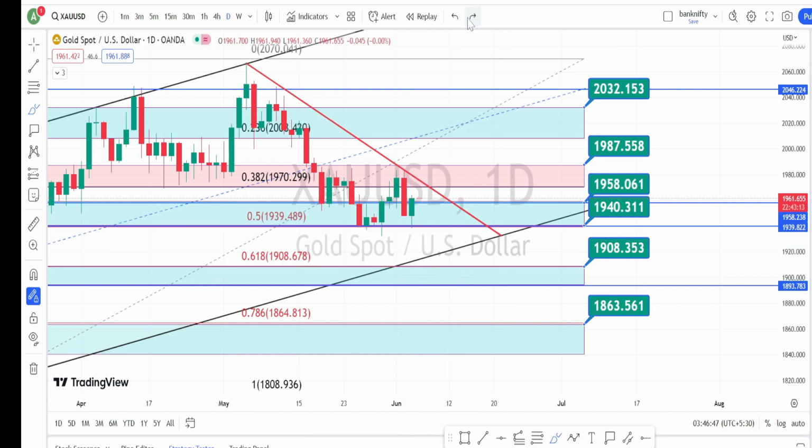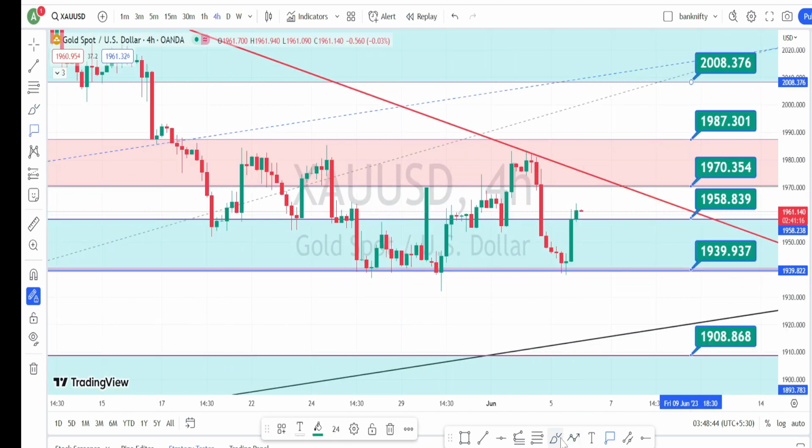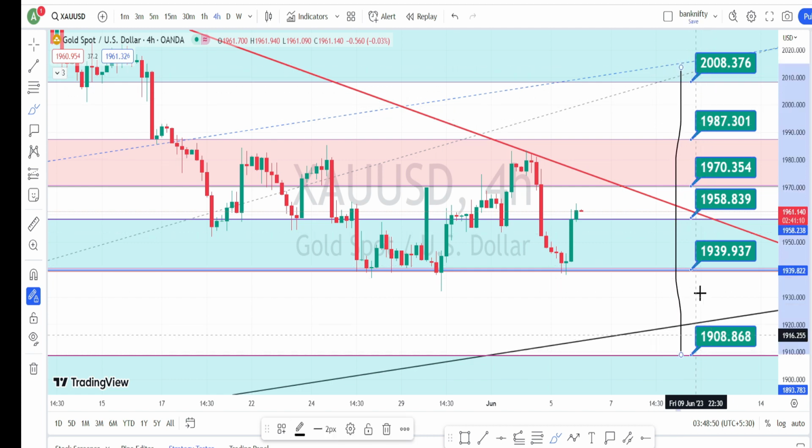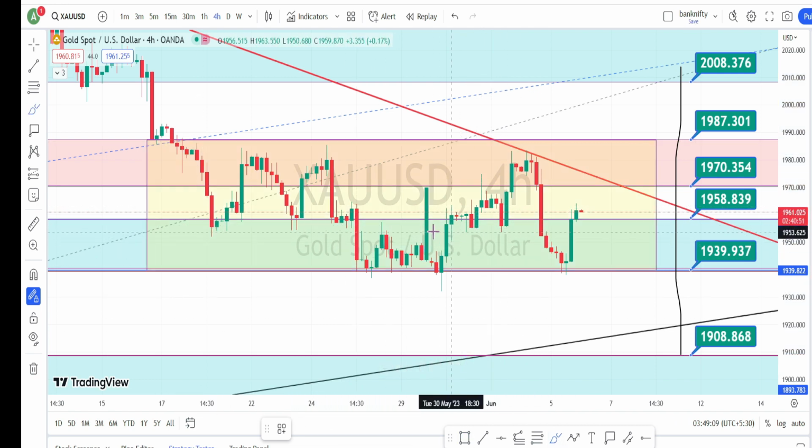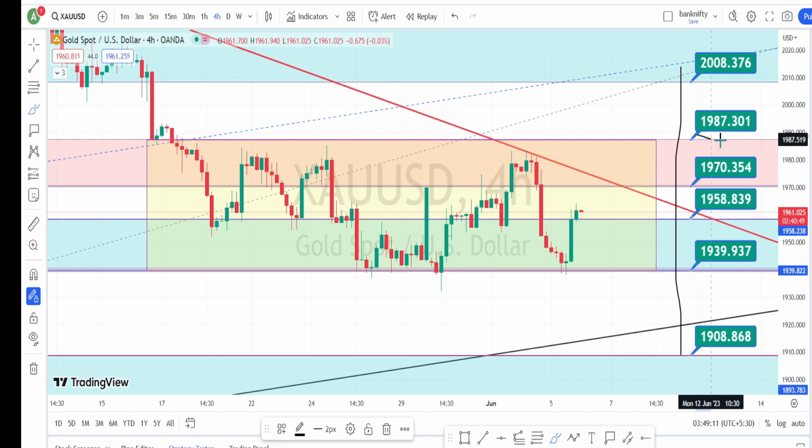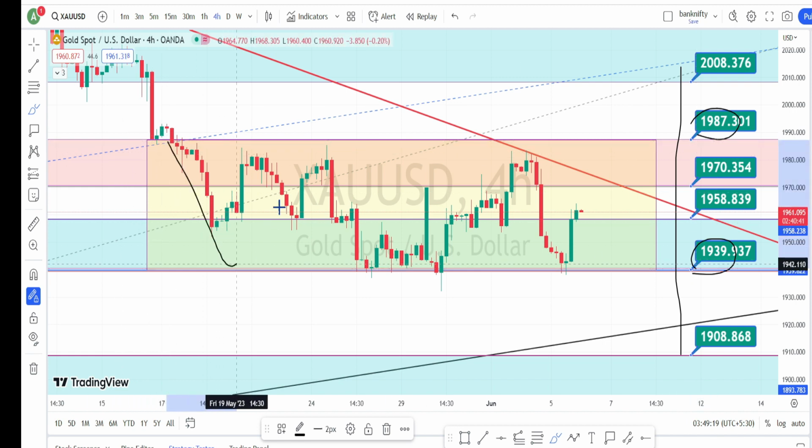Let us look at the price action in 4 hours time frame. I'm in 4 hours time frame, and from the higher time frame we know that these are all the very strong resistance and support levels. And currently when we look at the price action in 4 hours time frame, it is trading within this resistance level of 1987 and support level of 1939 on a sideways momentum.